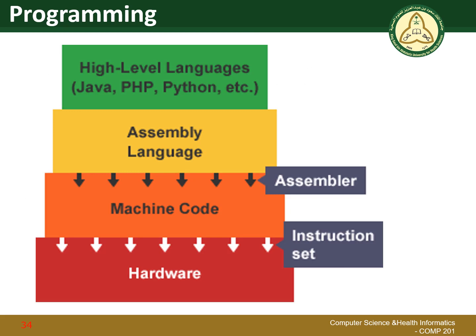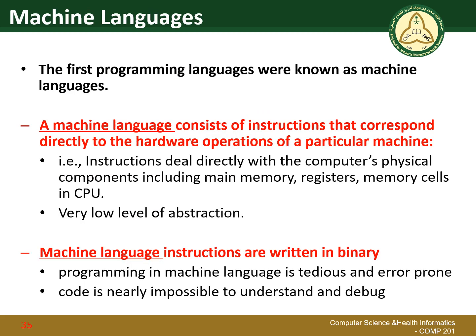This figure shows the classification of programming languages, which are machine language, assembly language, and high-level languages. Machine language is the first programming language, and it consists of instructions that correspond directly to the hardware. So it deals directly with the physical components, including main memory registers, memory cells, and CPU. It is a very low level of abstraction written in binary, zeros and ones. For that, it is tedious and error prone, and impossible to understand and debug.